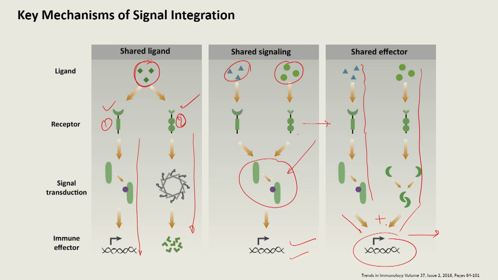So there could be an additional effect here, and this could happen when there is an excessive requirement of some of the proteins in the immune cell. You require the shared effector effect when there is an excessive requirement of the cytokine or some of the genes required for T cell activation. So these are some of the key mechanisms of signal integration.